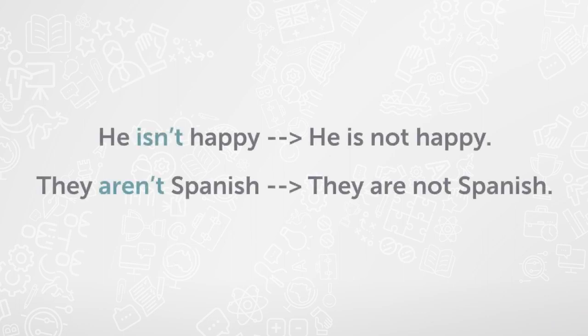Pretty easy, right? Obviously, you can make these shorter by contracting the verb be and not to make them one single word, which we always do when we speak. So, for our examples, we would say he isn't happy instead of he is not happy. Or they aren't Spanish instead of they are not Spanish. But you see, that not is still there. It's just shorter. Cool. Let's get into have now.